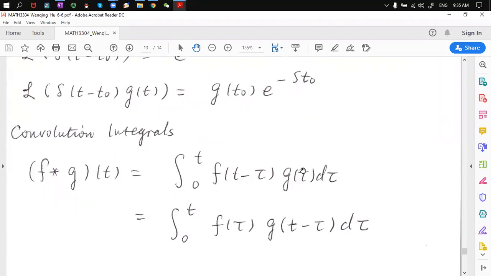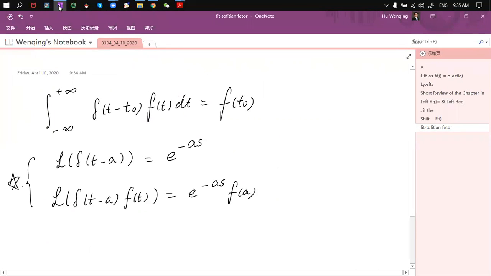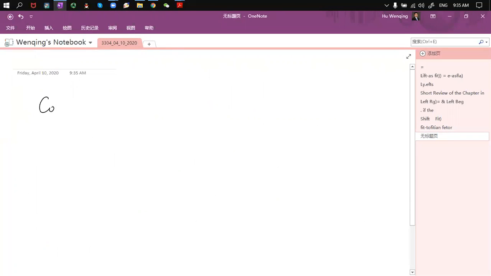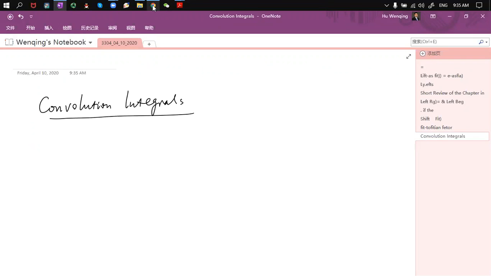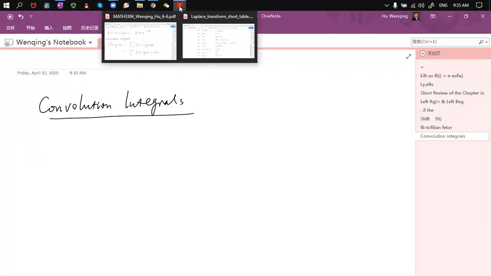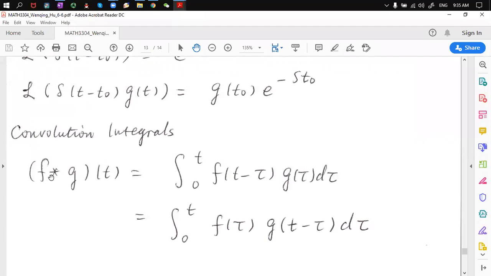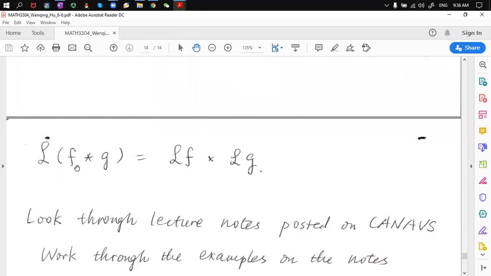Finally, we've been talking about convolution integrals in our examples. A convolution integral between two functions is the integral of f of t minus tau multiplied by g of tau d tau. If you do the convolution integral, the Laplace transform will transform the convolution integral into a product.